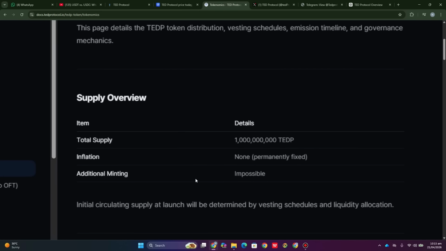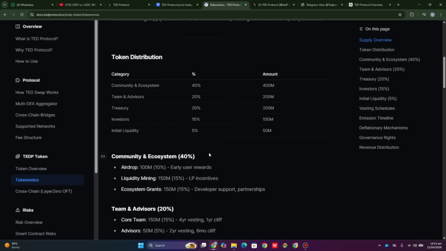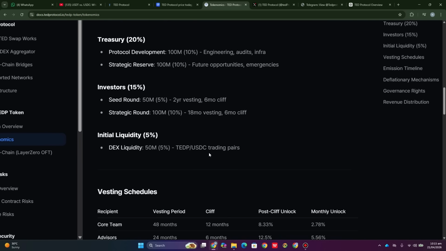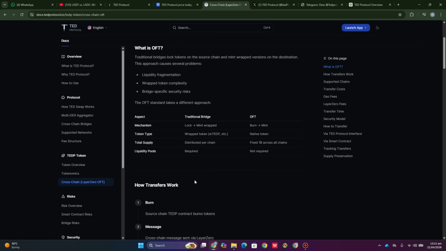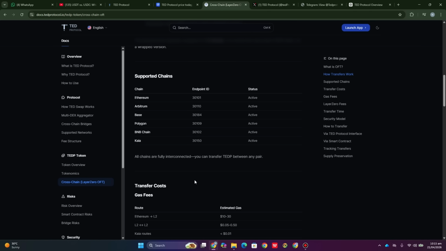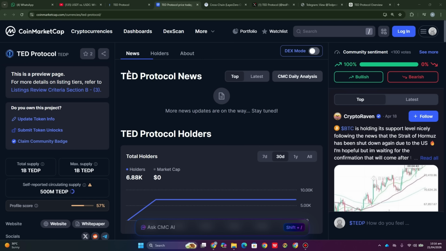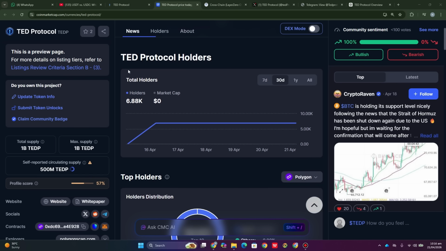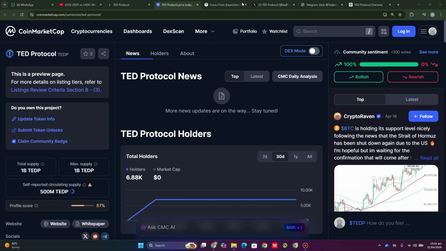If you want to get their own token, the TEDP token, here is the total token supply, and you can also see the token distribution into different categories and how people can get that token. There is complete information. Cross-chain LayerZero OFT is also behind this project, and you can check supported chains and transfer times, just a second. You can also find more information about their token and their profile on CoinMarketCap. Many people already hold it and are using it. I will provide the link in my video description so you can check it out.